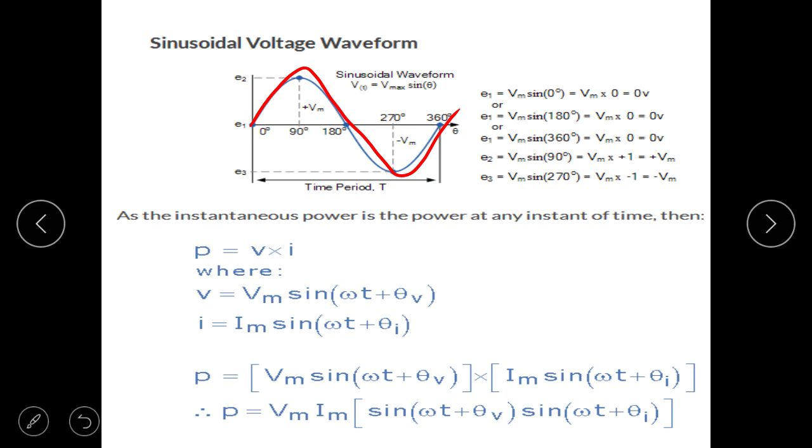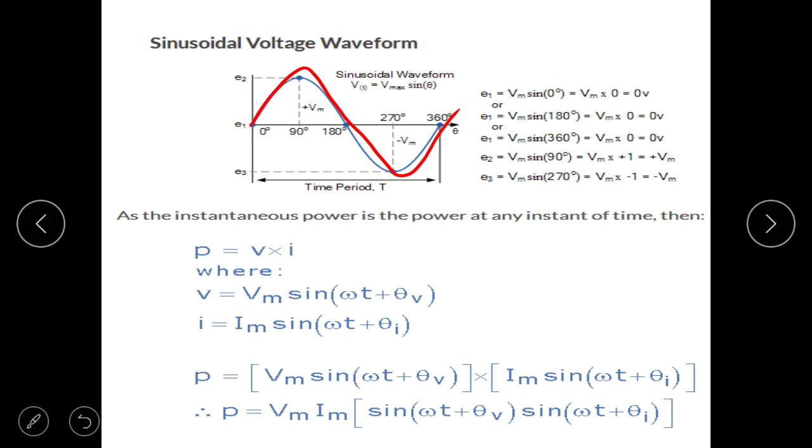Now, if you want to calculate the instantaneous value or magnitude of voltage in this waveform, then the equation is V equal to Vm sin omega t, or Vm sin theta. The value of theta is 0, 90, 180, 270 and so on, changing. So if we put the value of theta, then we can find the instantaneous voltage at that instant, the magnitude of voltage at that instant.